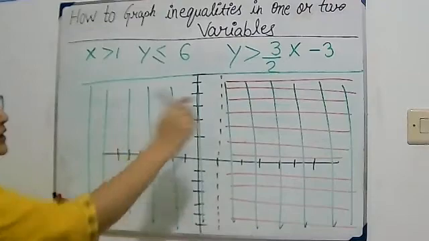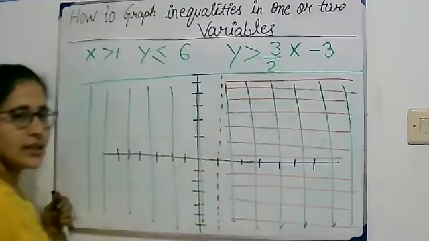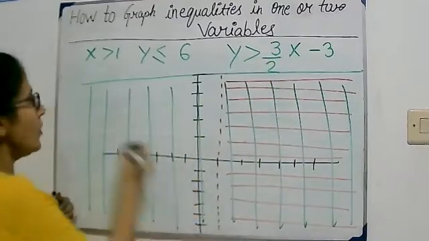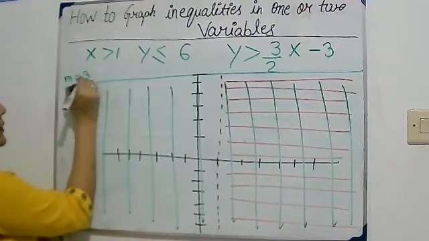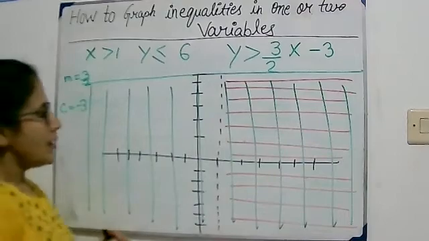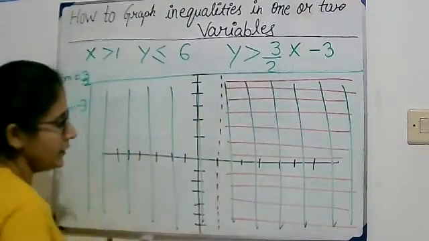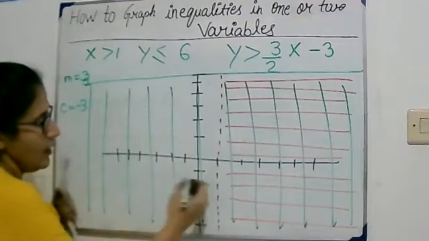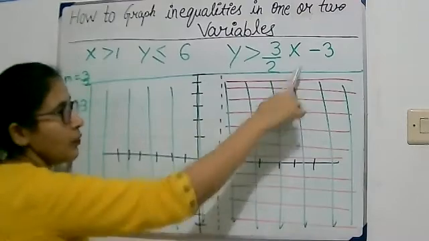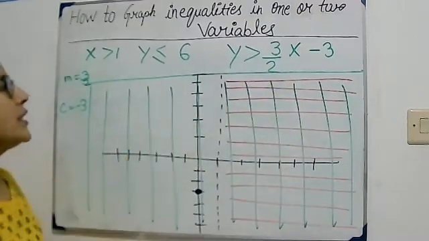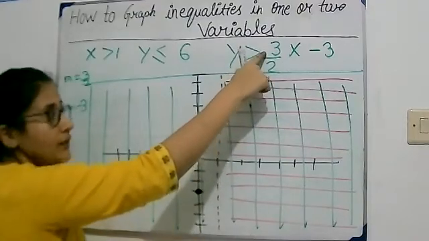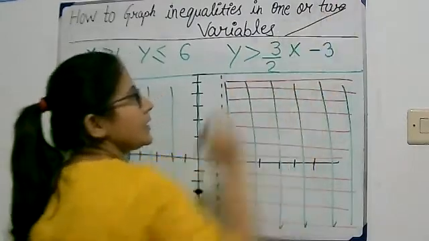Third one. This is having two variables. This is intercept and slope form, where slope m is 3 by 2 and intercept is -3. So -3 intercept, that means the point will be 1, 2, 3, -3 here. This is the intercept for third inequality. And what is the gradient? 3 and 2. Positive slope, so line will be in this direction.